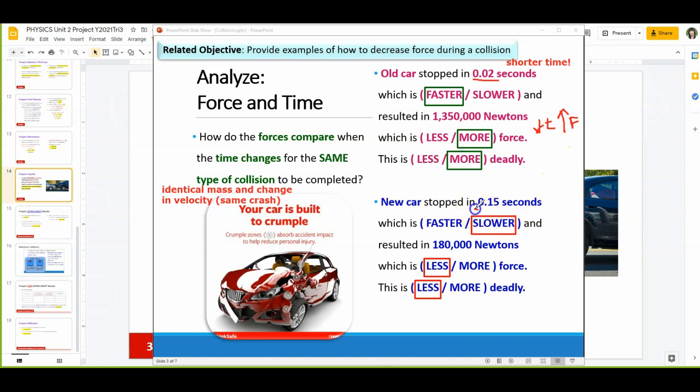Now our new car, on the other hand, stopped in 0.15 seconds, which is actually a longer time. And so this crash was slower, right? It took a longer time, and the resulting force was only 180,000 newtons. Still quite a bit of force, but definitely less than our old car and less deadly. So again, as we increase time, we actually result in less force because that force gets spread over a long amount of time, and so that impulse, that change in momentum, gets spread out over a long amount of time, and so it ends up being much less painful.